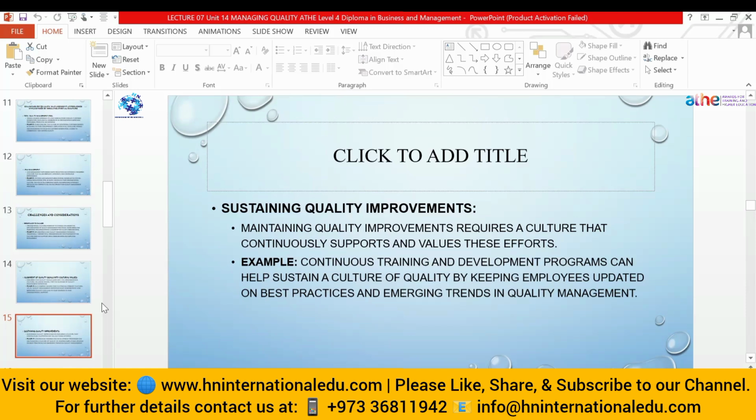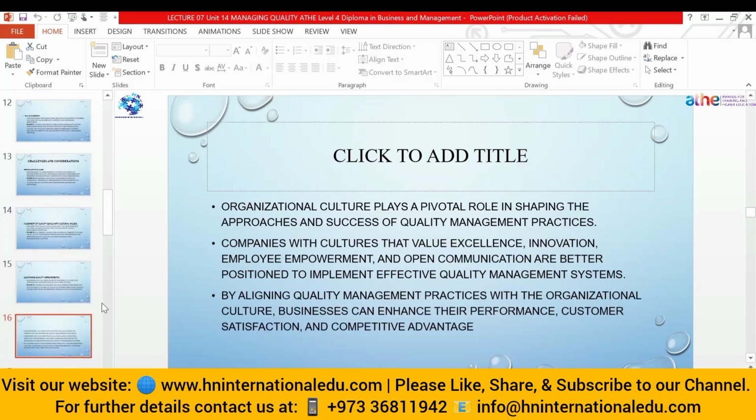For example, continuous training and development. Now, this is a kind of method of improvement. That is, training the peer group or a colleague or a worker. Programs can help sustain a culture of quality by keeping employees updated on the best practices and emerging trends in quality management. We cannot rely on the old school of thought, whatever we have read in the books, textbooks, or the classes. We need to do the research on our own part. What is latest, what is the new technique going on in the market, what will be the new technique in future. We should know that beforehand. Only then can we improve ourselves.